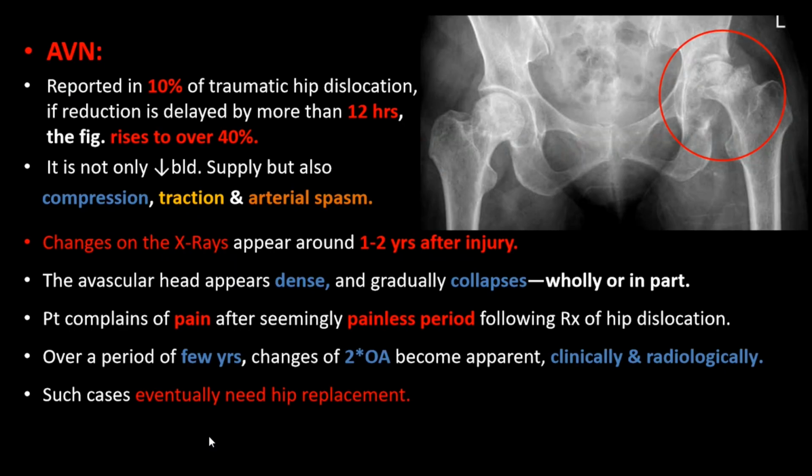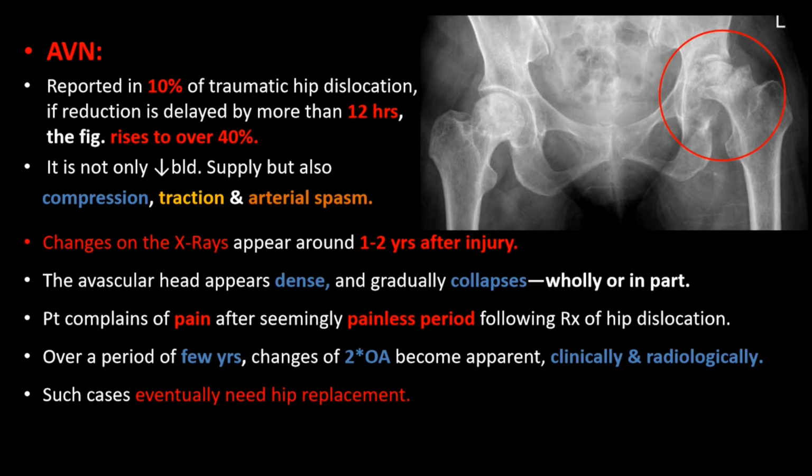Next, and a very important complication is the AVN, which stands for avascular necrosis. As I have already mentioned, the treatment of dislocation of the hip joint is an emergency, because it might lead to the necrosis of the head of the femur due to the avascularity. This condition is reported in 10% of the traumatic hip dislocations. But if the reduction is delayed more than 12 hours, then this figure rises up to 40%. Instead of 10%, it will rise to 40%. So hip joint reduction is an emergency.